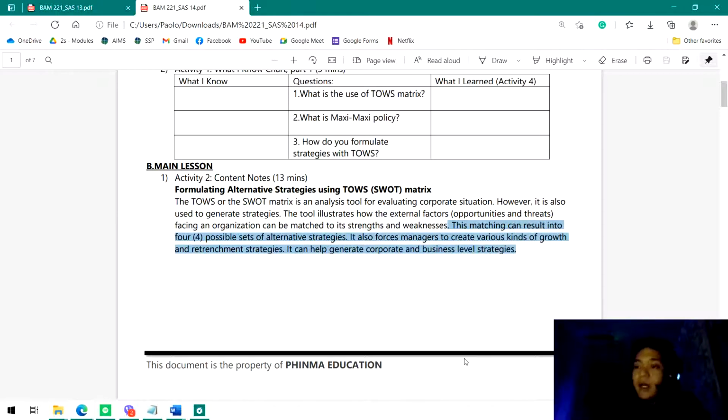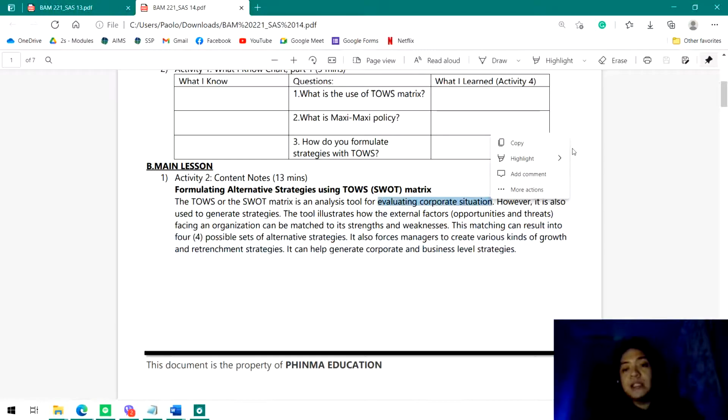So mainly, when we talk about the TOWS matrix, yes, the TOWS or the SWOT matrix is used to identify or to evaluate the current corporate situation, kung ano nga ba yung strengths, weaknesses, opportunities, and threats ng isang kumpanya. However, it is also used to generate strategies. And how? Paano ka mag-generate ng strategies using the SWOT analysis na alam ninyo? Paano to makakatulong mag-generate ng strategy sa atin?